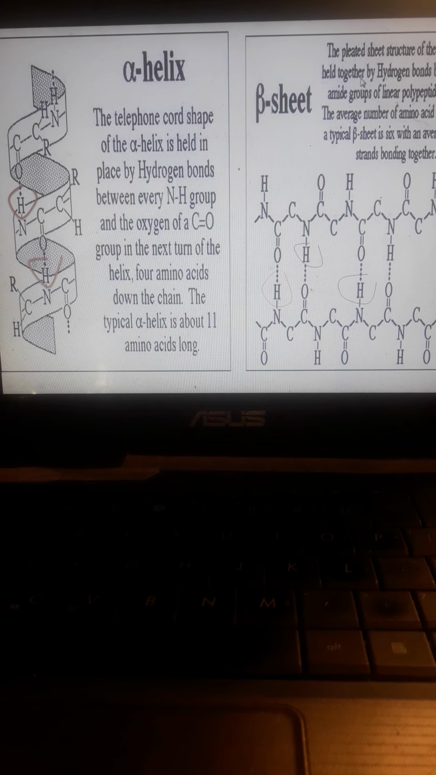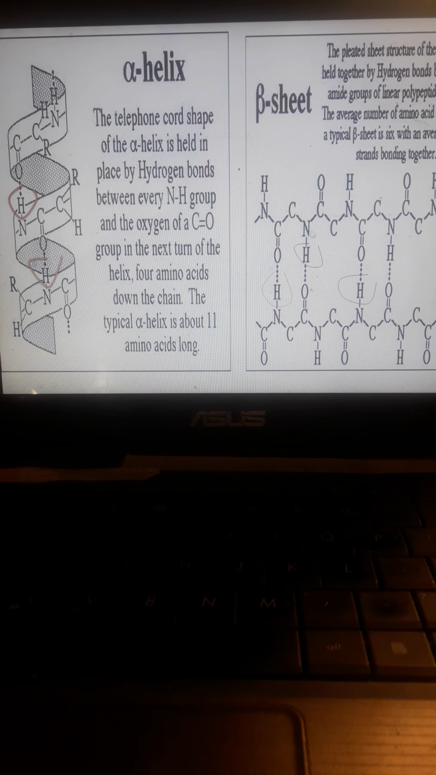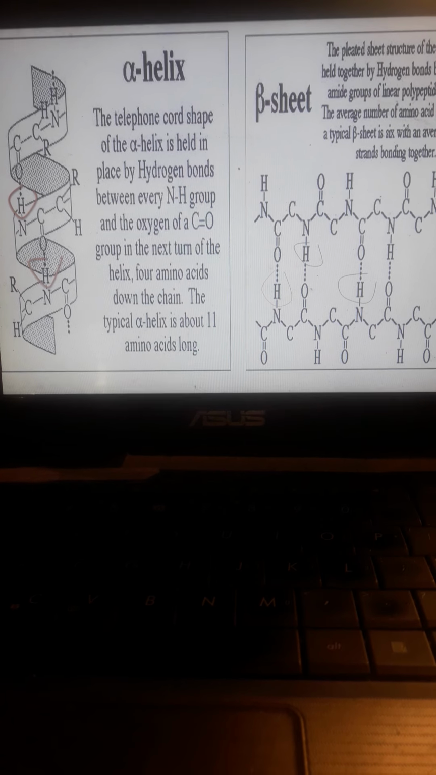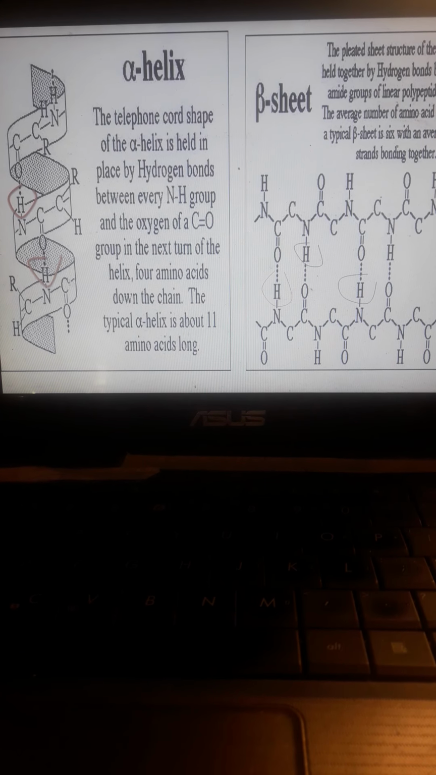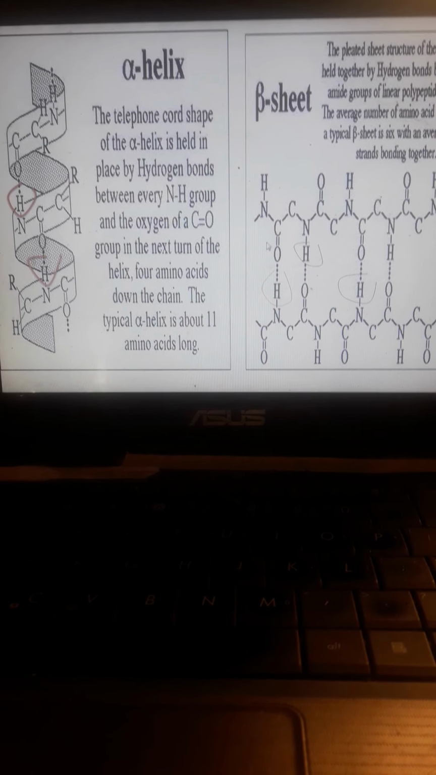The beta sheet, the pleated sheet structure, beta sheet is held together by hydrogen bonds between amide group of linear polypeptide. Linear siya, okay, polypeptide. So it is the bond between peptide plus peptide. So average of amino acid residues in beta helix is 6, with an average of 6 strands bonding together. So 6 lang siya, while this one is 11 amino acids long. That is the difference between the alpha helix and beta sheets.